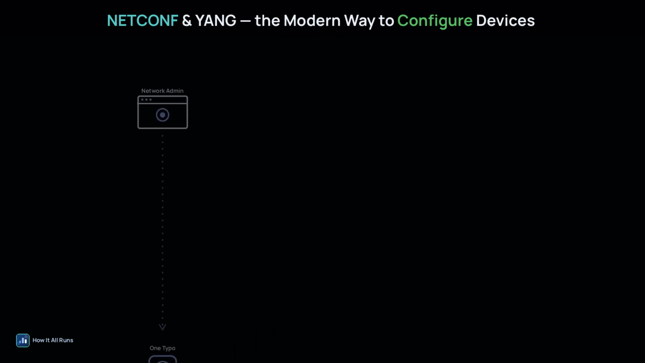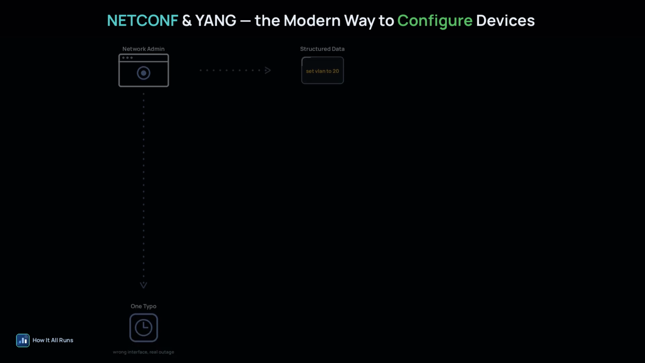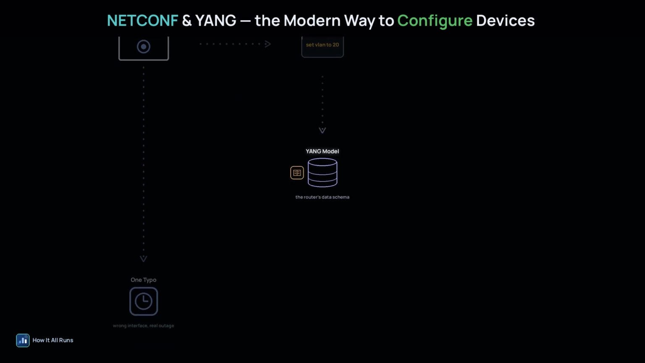NETCONF and Yang replace typed text with something fundamentally different: structured data describing exactly the setting you want, in a form software can check before it ever applies. Every router publishes a Yang model, a strict schema listing every setting it actually supports, and every valid value each one can take. Those individual settings all live inside one config tree, a single structured representation of the device's entire configuration, not scattered command fragments.